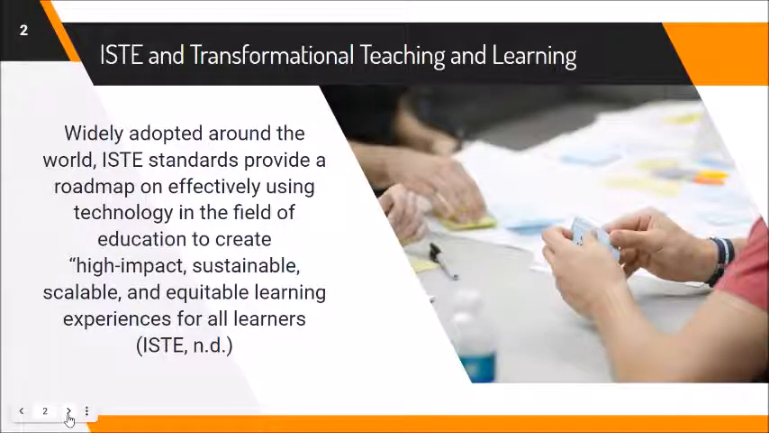To begin, let's talk a little about what ISTE is. ISTE stands for the International Society for Technology and Education, and their focus is on transformational teaching and learning. Throughout the years, ISTE has developed standards which have been amended and modified over the years, but they are widely adopted around the world, and they provide a roadmap of how to use technology in the field of education. And the goal is to create high impact, sustainable, scalable, and equitable learning experiences for all learners.